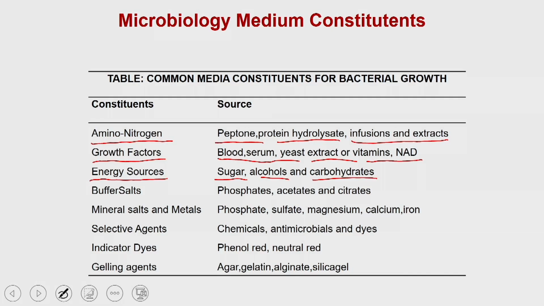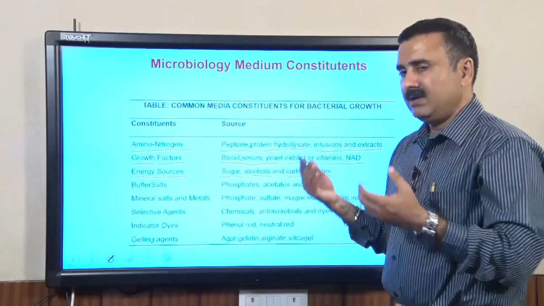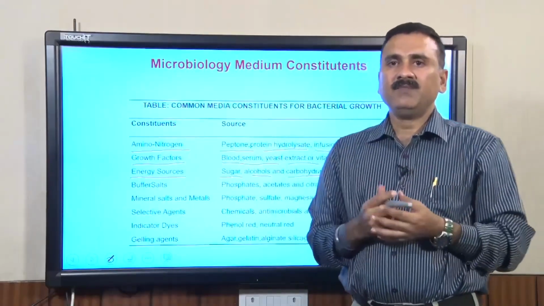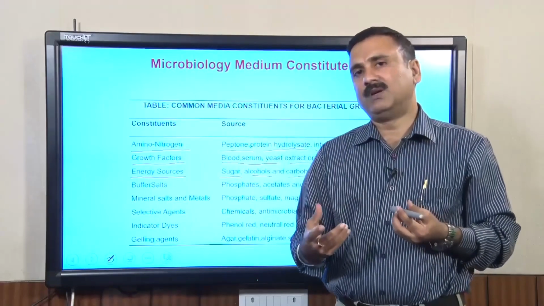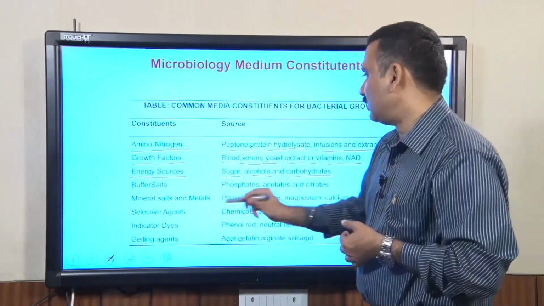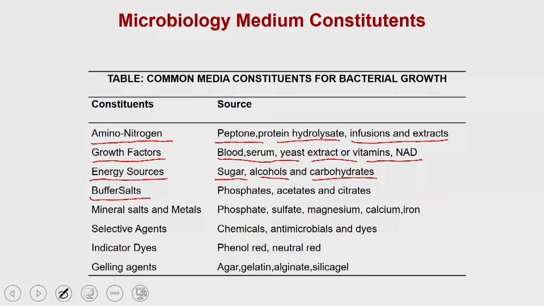And then, in the media, when the organism is growing, it is changing the pH of the media. So, that pH should also be maintained, which you do mostly by keeping phosphate, acetate, or citrate in the media. And then, as I said, in a very small quantity, you also need to provide the minerals or different types of metals, which you provide as different types of mineral salts.